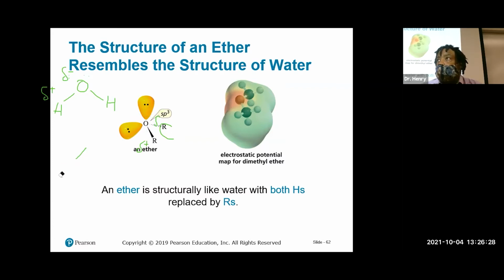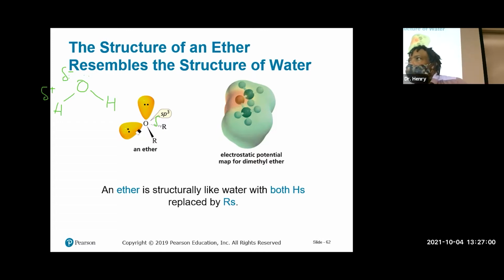Okay, now ethers. So they're going to kind of resemble water as well, but in this case, less polar, right? So if we think about it, water is going to have more polarity associated with it, the ether is going to have less polarity associated with it. And in terms of polarity of the whole system, we have water, then alcohol, and then the ethers. Does that make sense?